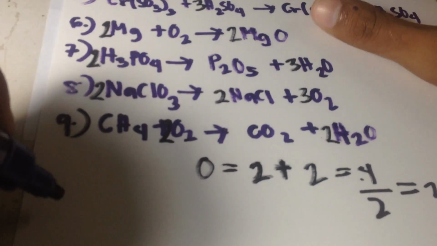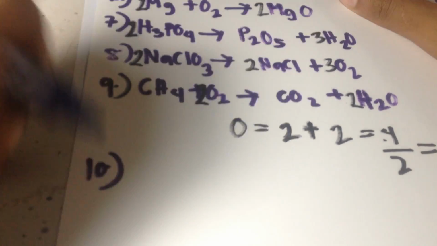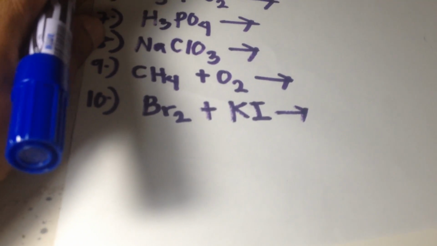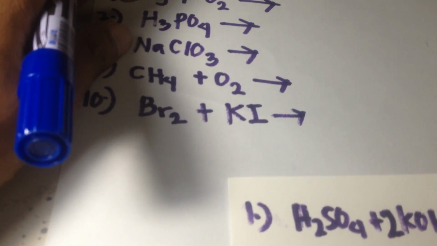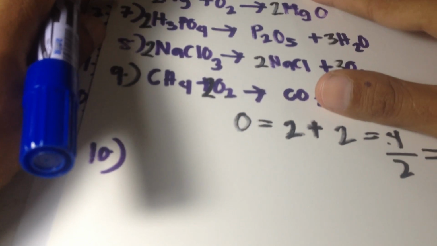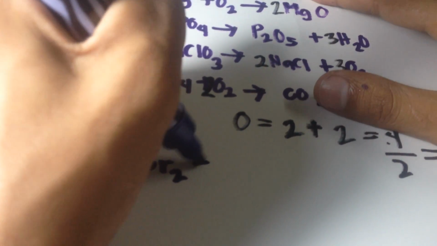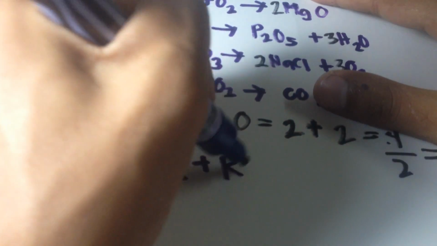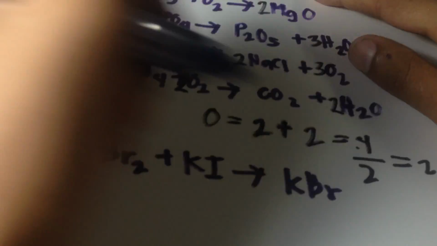How about number 10? Right, number 10, we have bromide gas plus potassium iodide. So bromide gas plus potassium iodide reacts to KBr, potassium bromide, plus iodine gas.